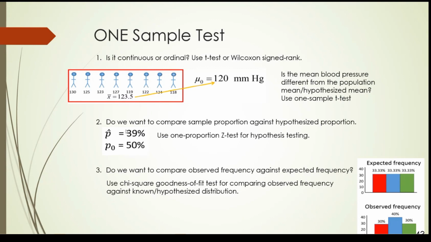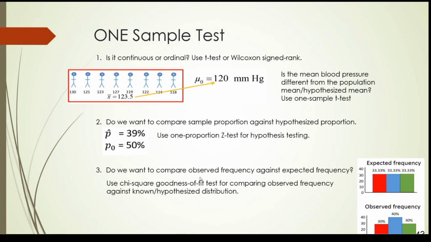So we can use a one sample test for that. Now another example is we want to compare a sample proportion. P bar 39% versus a hypothesized proportion of 50%, P0. This is a hypothesis. So is this 39% considered statistically similar to 50% or not? So we can use a z-test. This is 39, this is 50, right? But is this difference big enough to argue that the hypothesized proportion is wrong? So we can use a z-test to test it, or better, use chi-square.